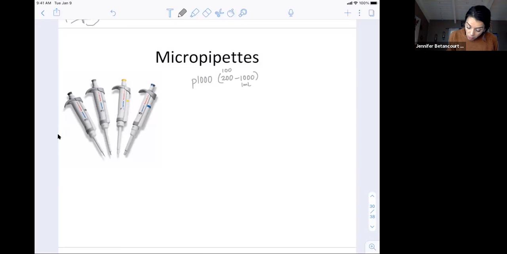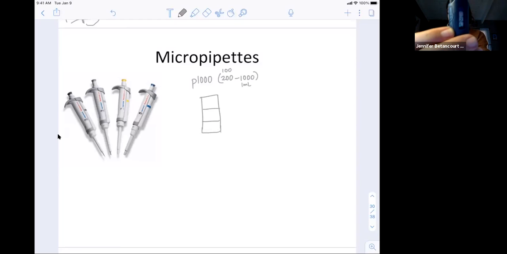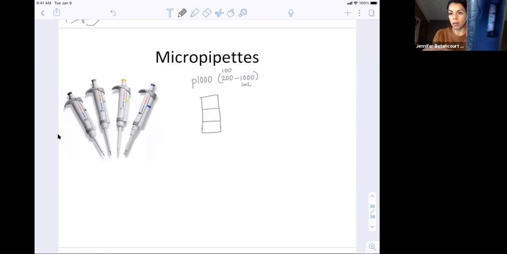Each of the pipettes has a little window. The numbers don't really matter at this moment, but maybe if I zoom in closer, you can see this little number right here, three numbers. You always read it top to bottom. For a P1000, the top number is always red. And that top number can either be 0 or 1. It can never be more than that.